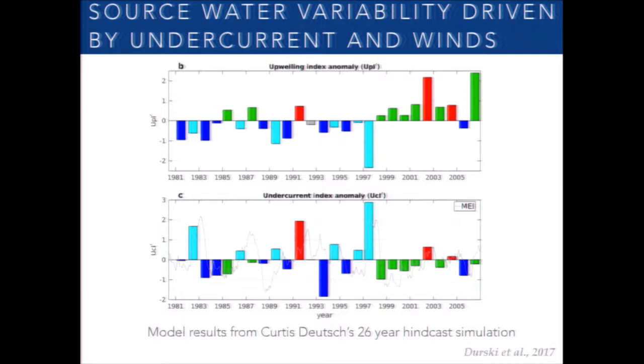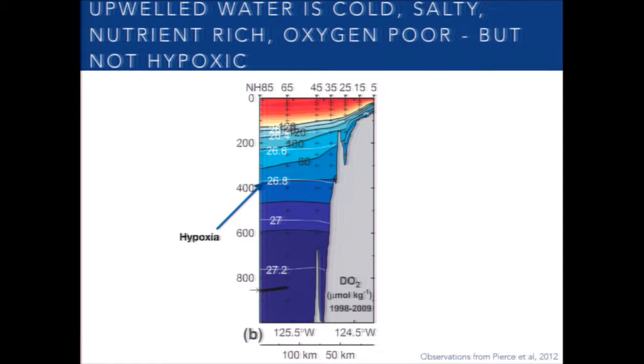But this undercurrent index anomaly was well correlated with the MEI, so another ENSO indicator, right? So as you bring in more source waters from the equatorial region in combination with the upwelling winds, that's what Scott found was the driver for low oxygen source waters on the slope. But they didn't make that connection to what is going on the shelf. And so the source waters that end up in the region are not on the shelf.